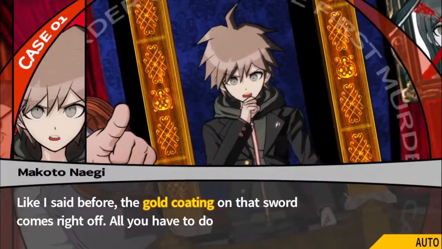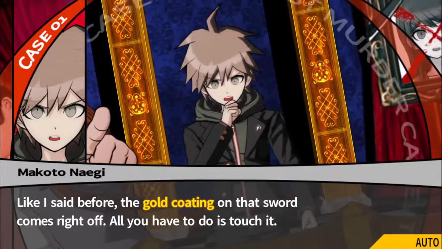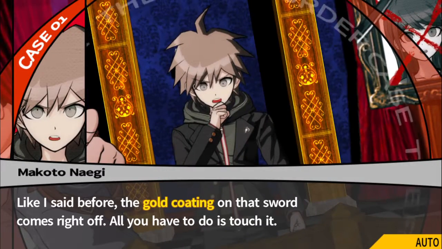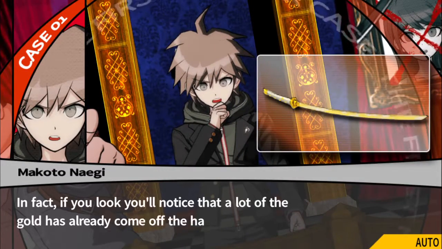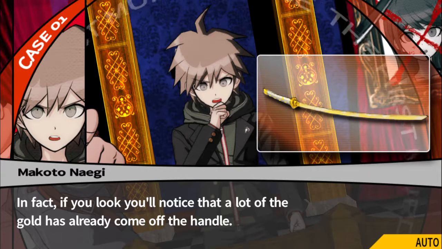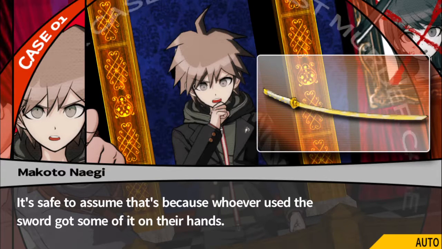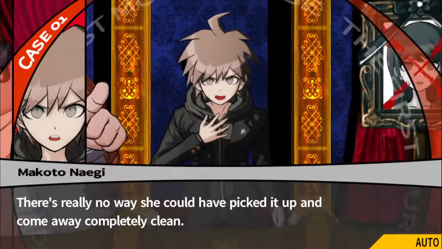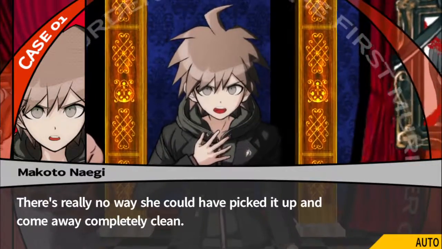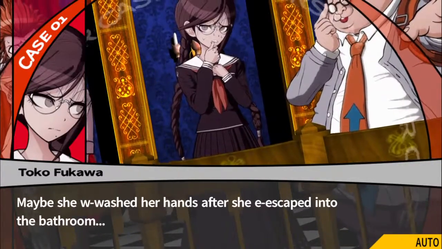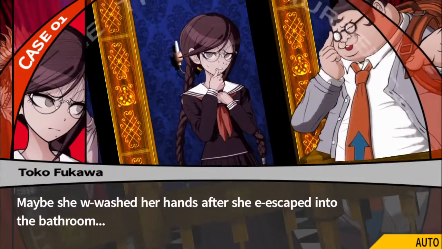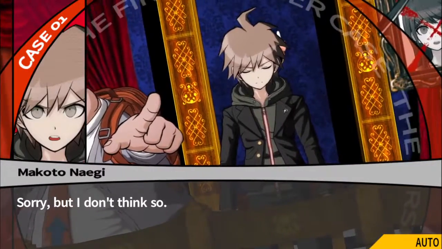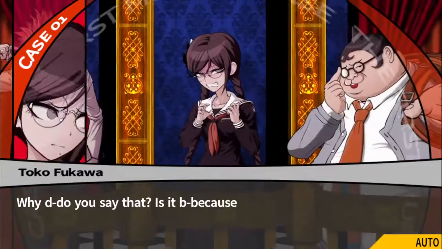Like I said before, the gold coating on that sword comes right off. All you have to do is touch it. In fact, if you look, you'll notice that a lot of the gold has already come off the handle. It's safe to assume that's because whoever used the sword got some of it on their hands. There's really no way she could have picked it up and come away completely clean. Maybe she washed her hands after she escaped into the bathroom. Sorry, but I don't think so. Why do you say that?